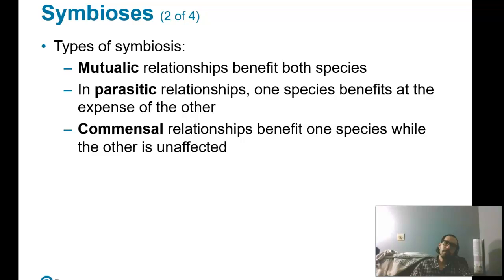So there are several types of symbioses. There's mutualistic, where the association benefits both species. There's the parasitic relationship, where one species benefits at the cost of the other. And then there's the commensal relationship, where one species benefits and the other one is unaffected by the relationship.